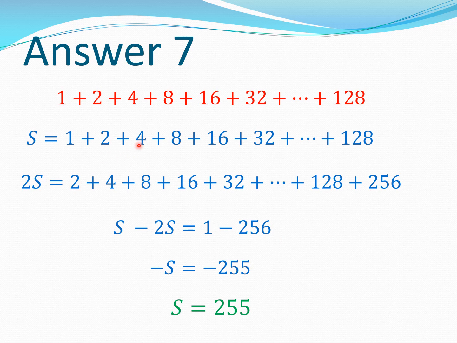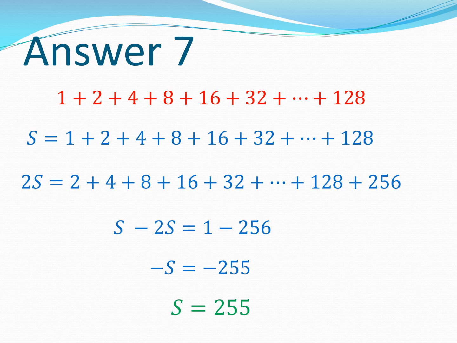So you see 2 and 2 cancel out, 4 and 4 cancel out, 8 and 8 cancel out, and so on all the way to 128 and 128. The only terms which survive are 1 and 256, and that comes here. And so immediately I can write minus S is minus 255, or S is 255. So that's the sum of this series.